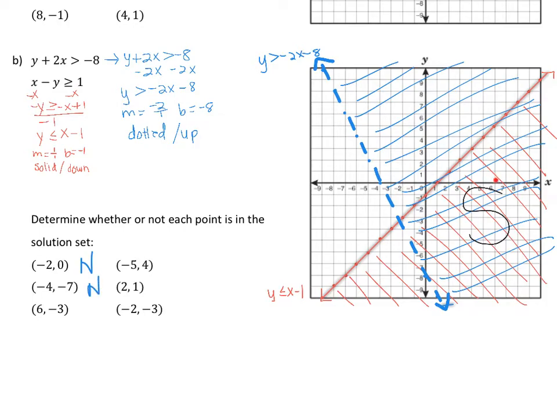6, negative 3. Definitely is. It's where the blue and the red lines intersect here. So this one definitely is. Negative 5, positive 4. Nope.